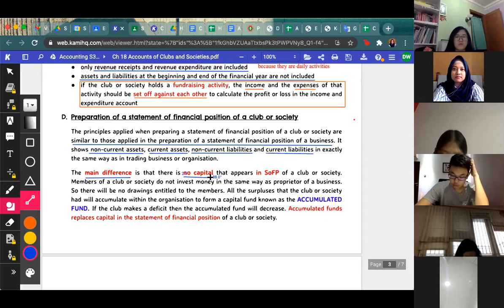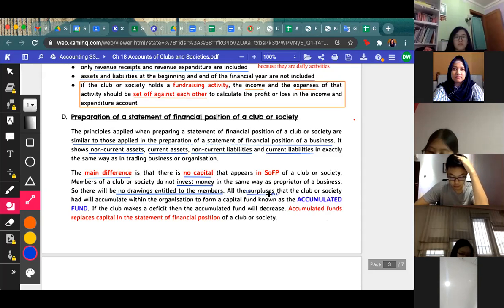Okay, no capital in SOFP. Members of a club or society do not invest money. That's the reason, yeah, why there is no proprietor as in a business. Okay, so there will be no drawings entitled to the members as well.